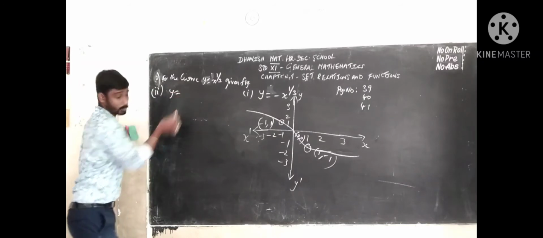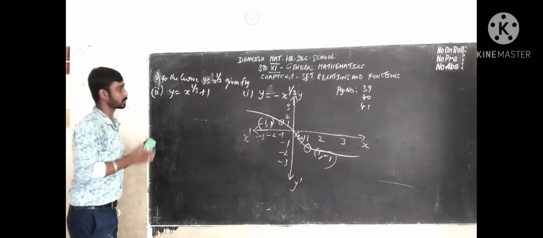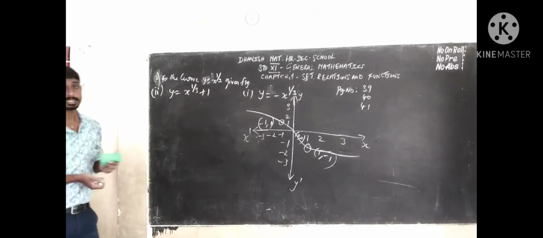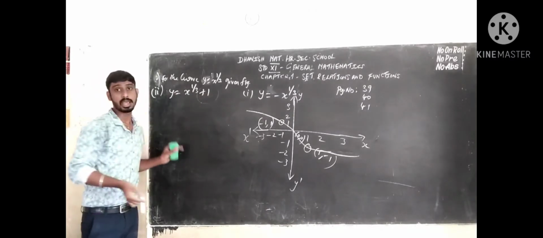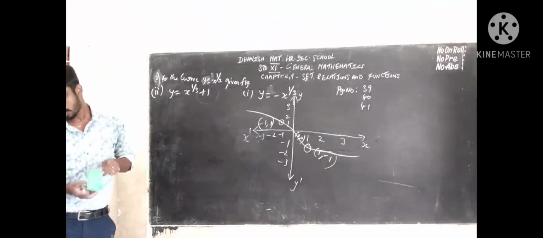Let y is equal to x power of 1 by 3 plus 1. What is the condition for plus 1? We already covered this, let's refer to page number 40. Take page number 40. What is the condition?